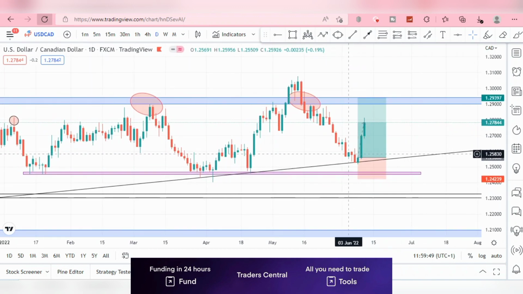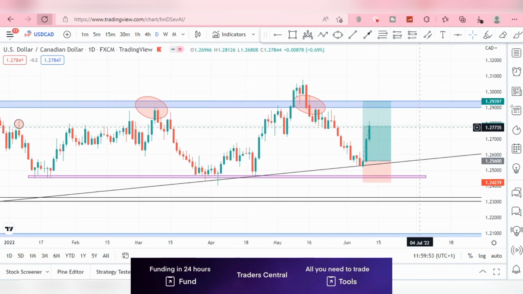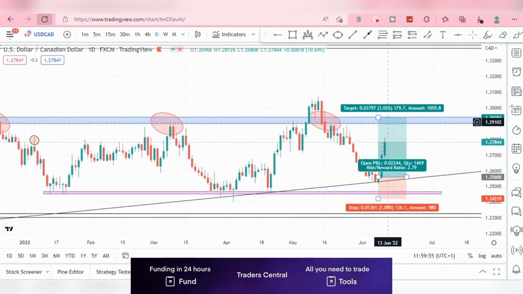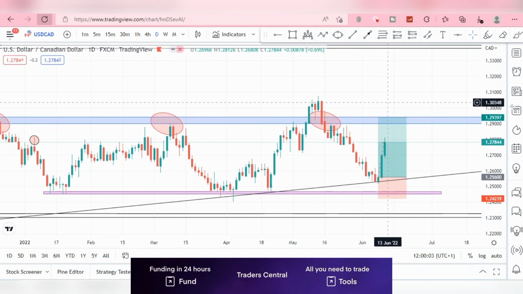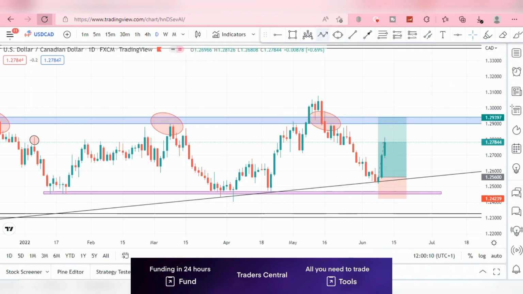This was capitalized based on the bounce of this trend line. And like I said, we're expecting price to get all the way to the resistance area over here around the 1.29 area. If price breaks this area, we would wait for the retest and wait for a bullish confirmation on the retest.